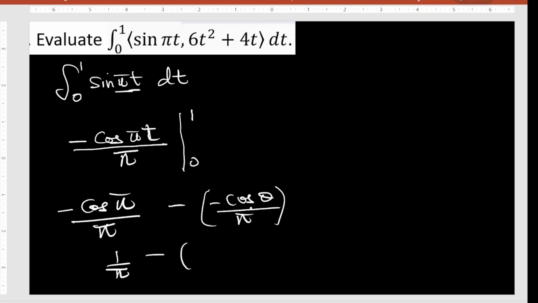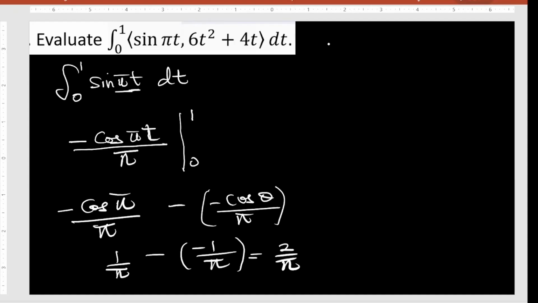Then cos 0. Cos 0 is positive 1. So we have minus 1 over pi. Remember, there was a negative sign here already. So if cos pi is negative 1, the whole expression here will tend to be positive. But here cos 0 is positive 1, and here there is a negative sign. So it's still maintained as negative 1. Take note. Then we perform this subtraction. This will yield 2 over pi.